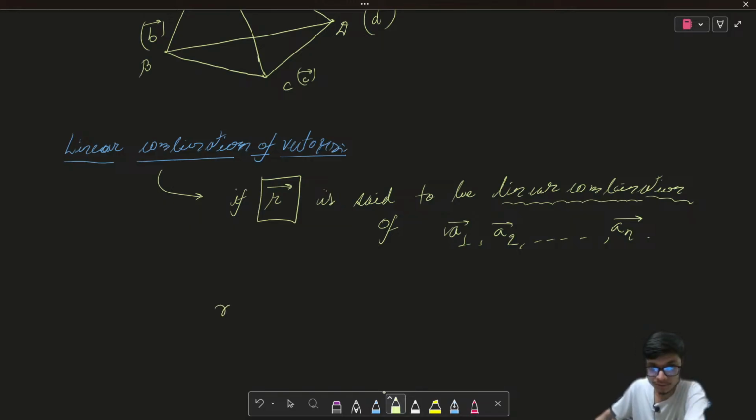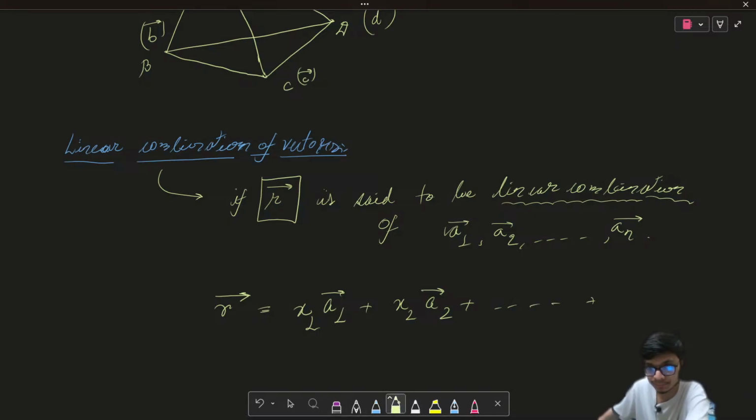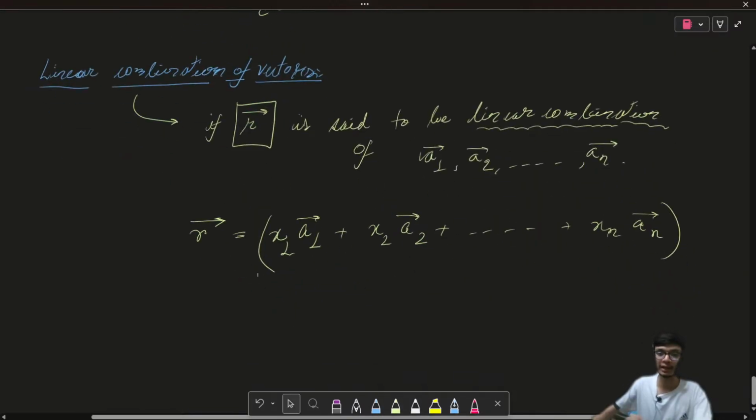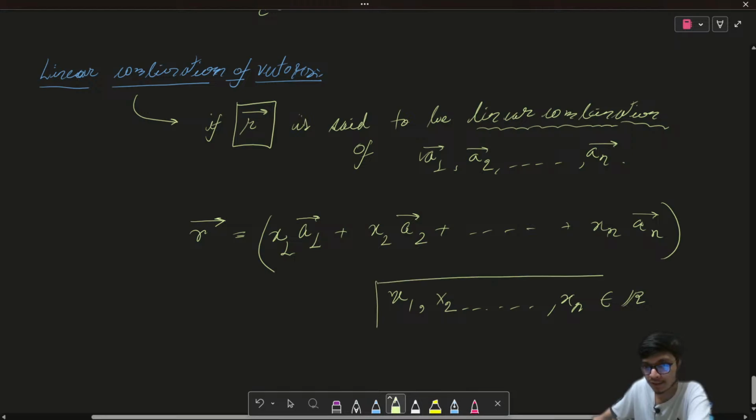What this means is that I can express my r vector as x1 times a1 vector plus x2 times a2 vector, and so on up to xn times an vector, where x1, x2, x3 and so on up to xn are nothing but real scalars. I hope you can follow this. These are the scalar quantities.